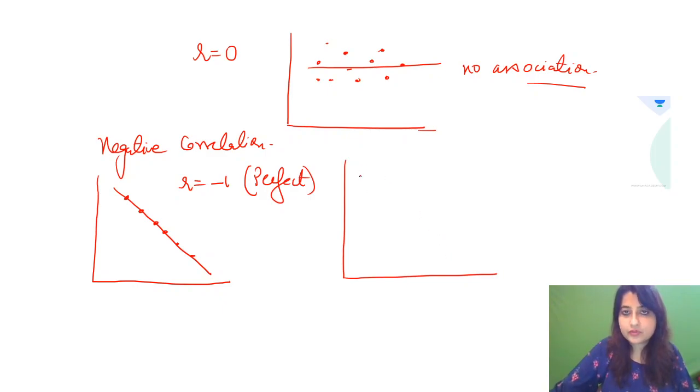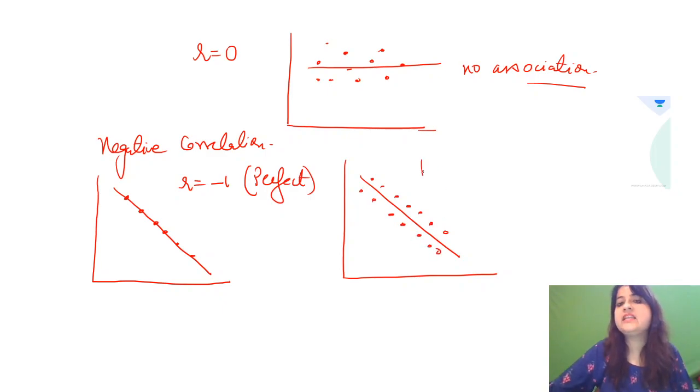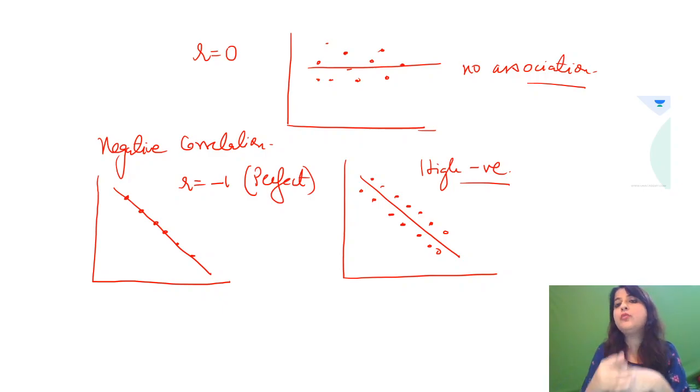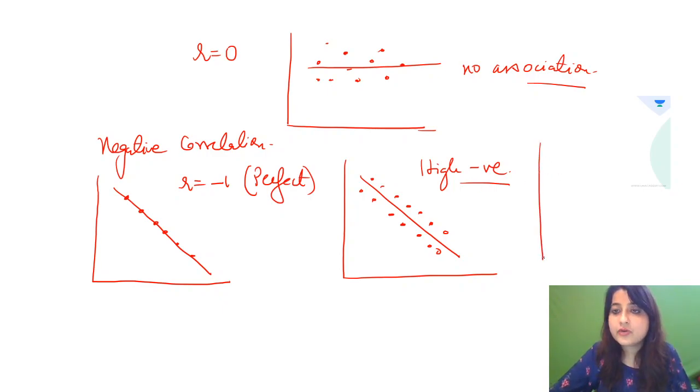दूसरा क्या है? Suppose this is like this. The dots like this are closer to the straight line over here. Okay. This is what everybody? This is a high negative correlation. Again, it would be -0.7. ठीक है, more than or equal to -0.7. Okay, so high negative.